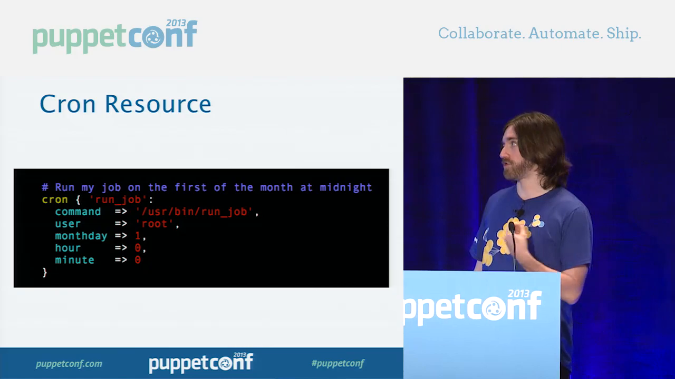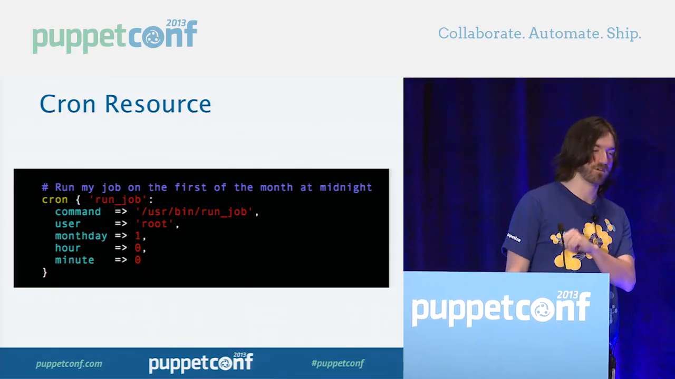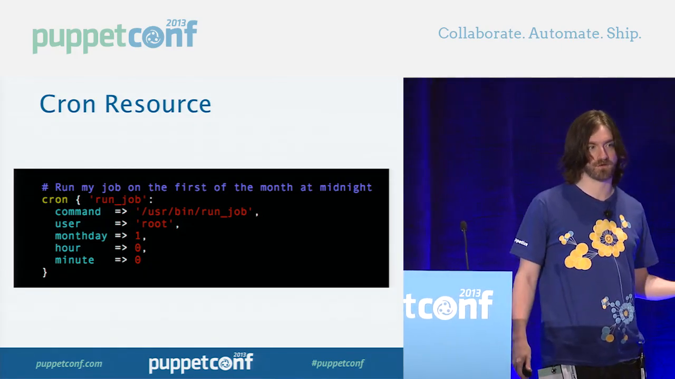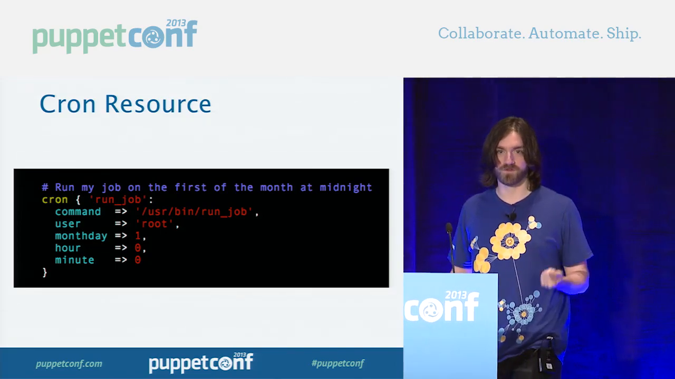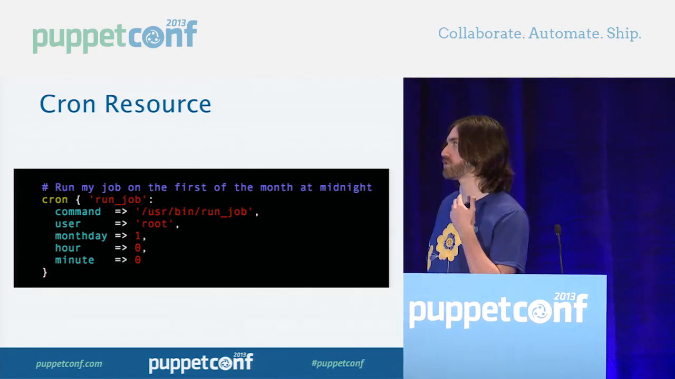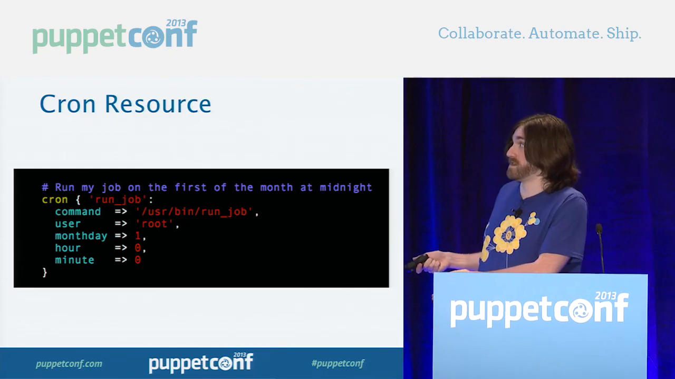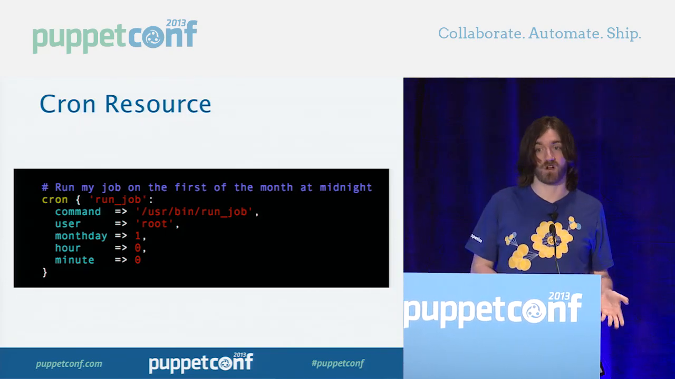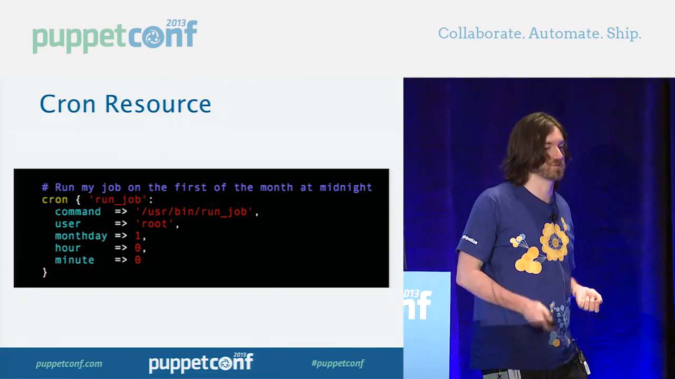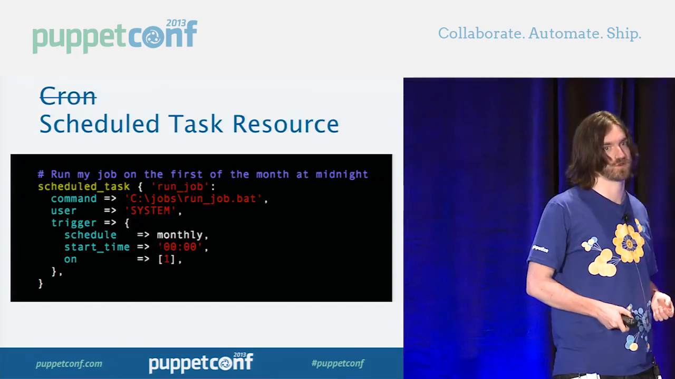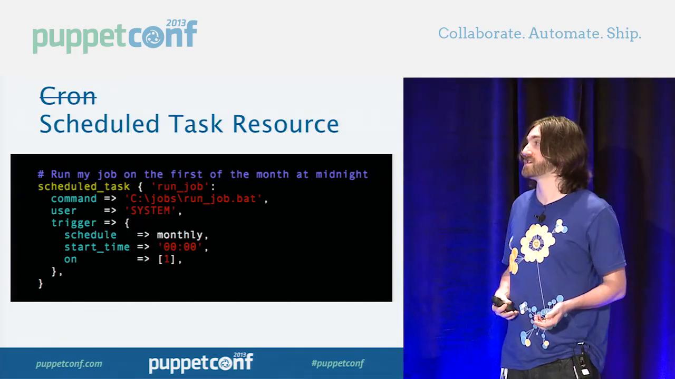Okay? So the cron resource. Linux admins are very familiar with this. This is how you run things periodically. So how do we run things periodically in Windows? What's our cron equivalent? I can't just run this on Windows because Windows doesn't have cron. We start to see an actual difference here. So the scheduled task resource in Windows is what allows us to do the same thing.